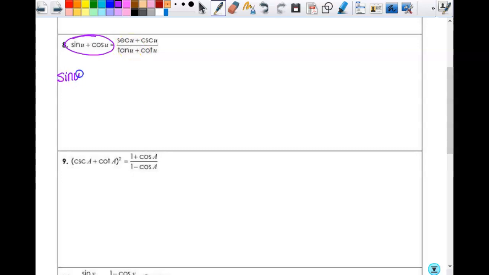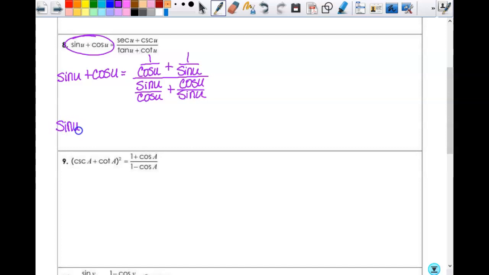So we've got sine u plus cosine u equals. So the numerator is going to be 1 over cosine u plus 1 over sine u. Denominator will be sine u over cosine u plus cosine u over sine u. Right. So now, I have lots of fractions in a fraction. But I think the only thing that's going to get me anywhere is combining all that stuff. So I need to get common denominators in the numerator and denominator.